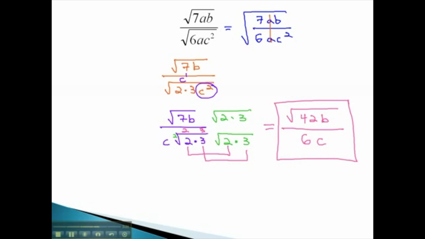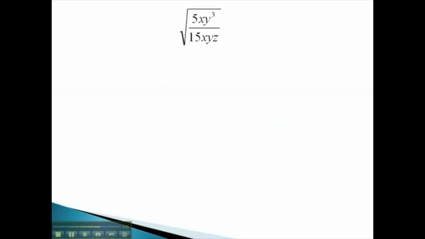Let's try another example where we rationalize the denominator and simplify the fraction. In this problem, you can see that 5 and 15 reduce, leaving a 3. The x's divide out completely. And the y divides with the y cubed, leaving y squared when we subtract the exponents. We now have the square root of y squared over the square root of 3z.